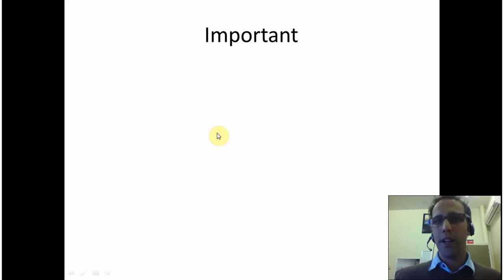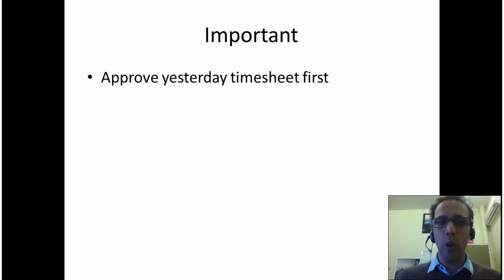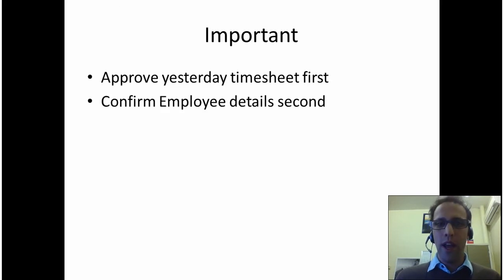Before we close this up, I just want to touch on some very important aspects or things to note when you are making these changes. As already said previously, always approve yesterday's timesheet first and confirm employee details second. So the timesheet that you received today in the morning must be confirmed and approved before you send the details for the employees. In fact, most of the systems, when they set up, will not send you an employee confirmation report until you have approved the hours. This is so that the information for today is not interfering with the information from yesterday's timesheet.